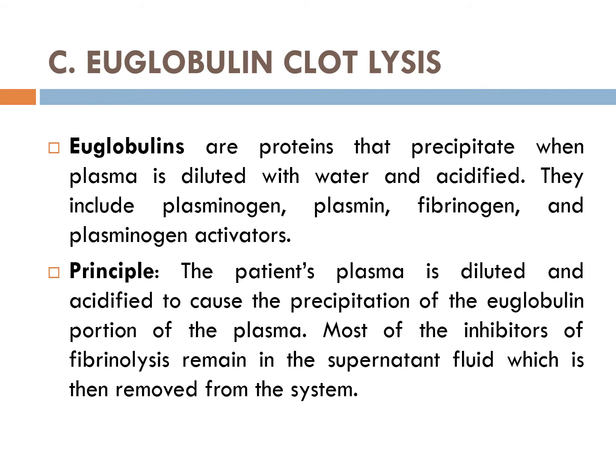The principle behind this test is that the patient's plasma is diluted with water and acidified to precipitate the euglobulin portion of the plasma, which contains the activators and inhibitors of the fibrinolytic system. Most of the inhibitors of fibrinolysis remain in the supernatant fluid, which is then removed from the system.